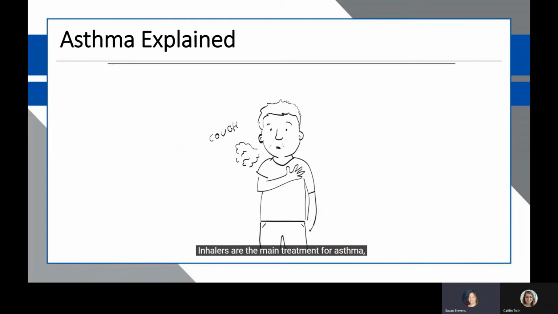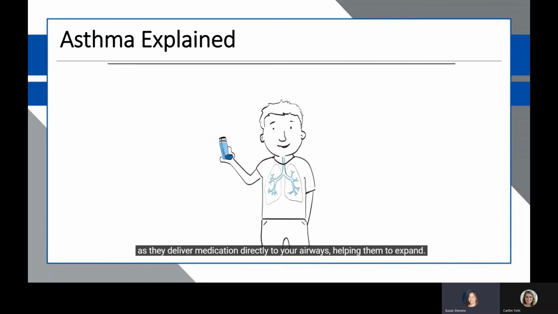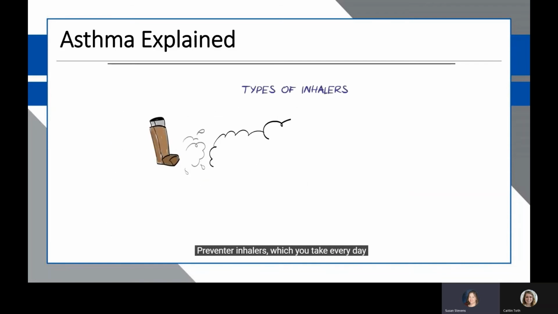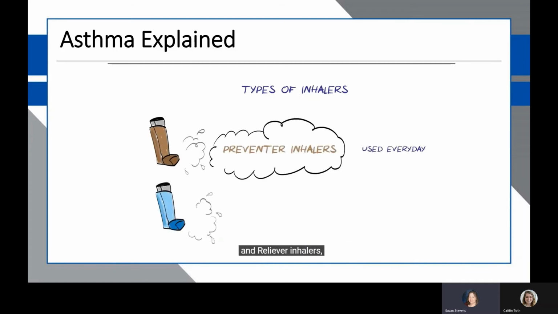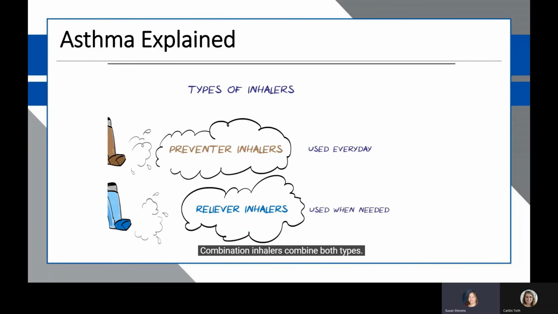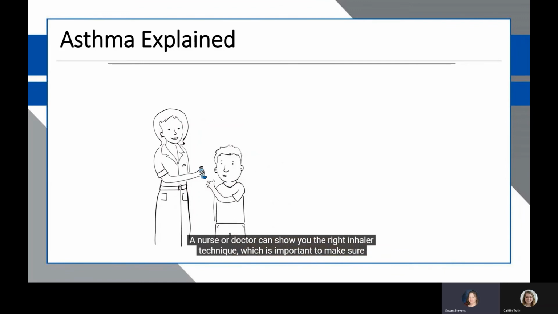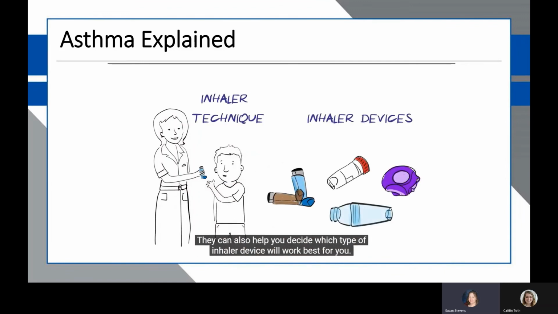Inhalers are the main treatment for asthma, as they deliver medication directly to your airways, helping them to expand. There are two main types of inhalers: preventer inhalers, which you take every day to help prevent symptoms from occurring over the long term, and reliever inhalers, which you use to immediately relieve symptoms as and when needed. Combination inhalers combine both types. A nurse or doctor can show you the right inhaler technique, which is important to make sure the medicine actually reaches the airways. They can also help you decide which type of inhaler device will work best for you.